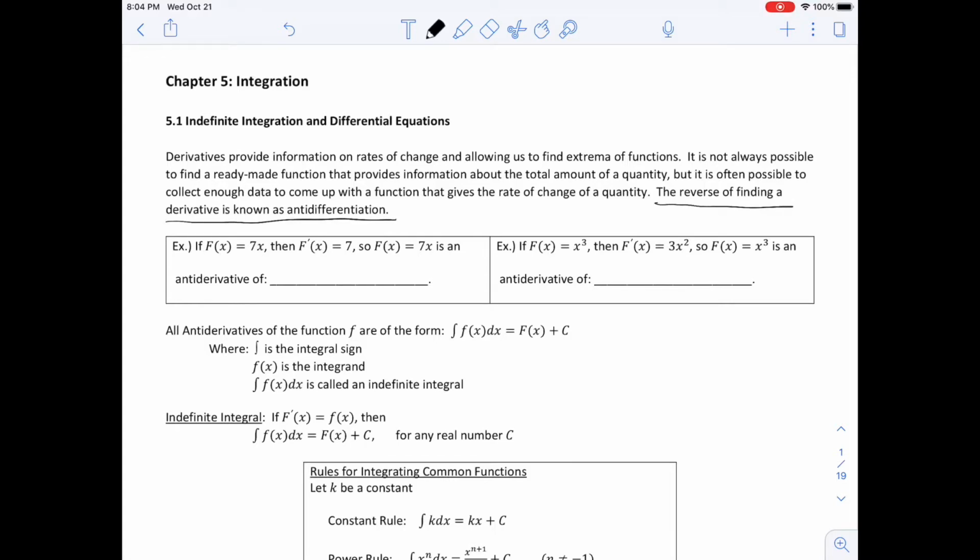The first example says if f of x equals 7x, then f prime of x equals 7. So f of x equals 7x is an antiderivative of f of x, which equals 7. Likewise, the next example says if f of x equals x cubed, then f prime of x equals 3x squared, which is what we've done before. So then f of x equals x cubed is an antiderivative of f of x equals 3x squared.